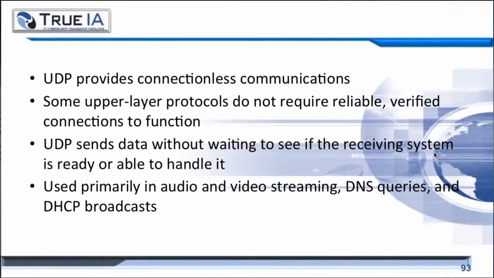UDP, the connection-less communication, is used by some of the upper layer protocols that don't require reliable, verified connections. UDP sends data without waiting to see if the receiving system is even ready to receive it. Protocols and applications like streaming audio and video, DNS queries, and DHCP broadcasts use it.